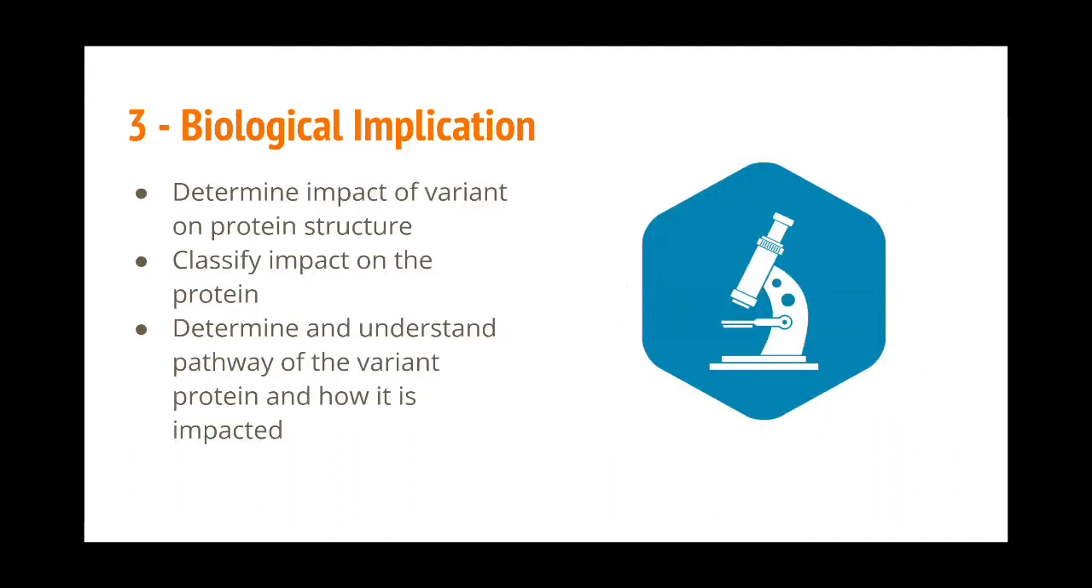In the third step, we investigate the biological implications of the variant. So first, we determine the impact of the variant on the protein structure, and we do this using research and literature and databases such as ClinVar, UniProt, and Varsome. Next, we classify the impact on the protein, which can be something like a loss of function, a gain of function, a change of function, or a truncation of the protein. And lastly, we determine and understand the pathway of the variant protein and how it's impacted.